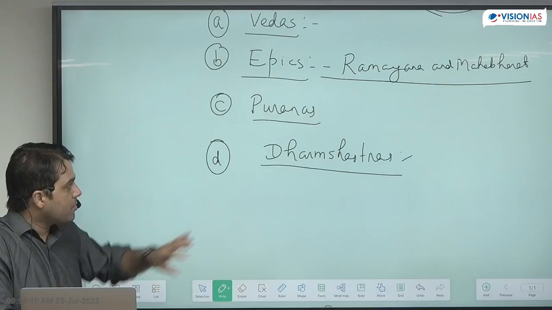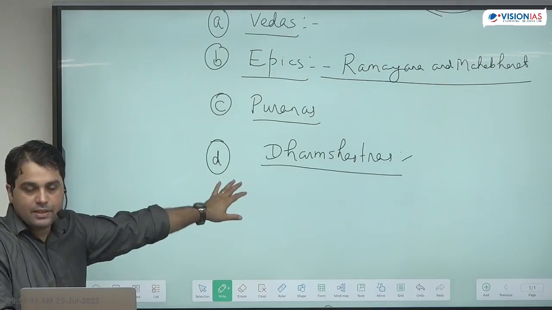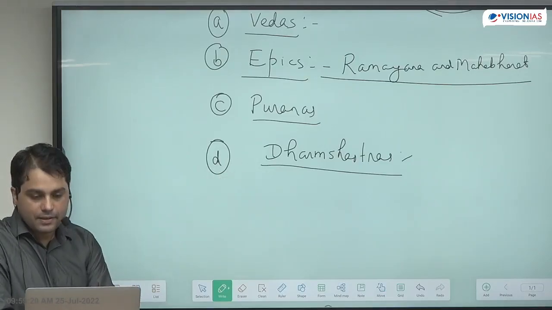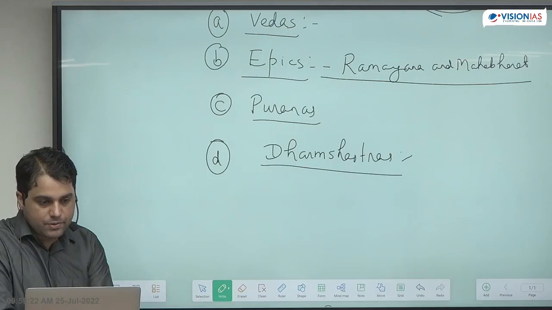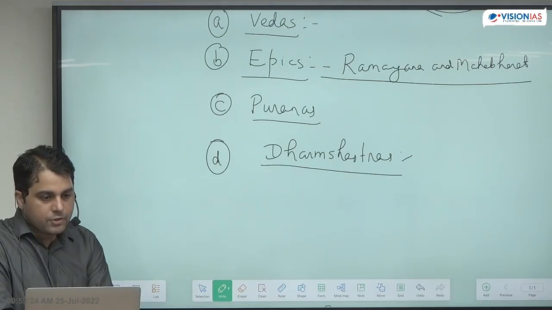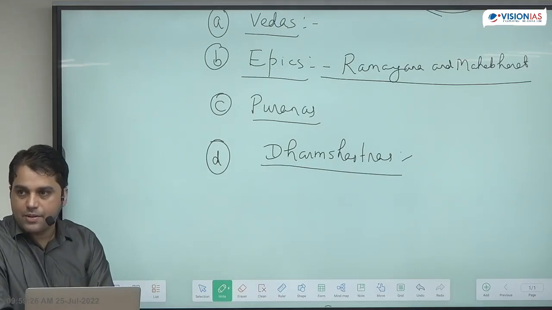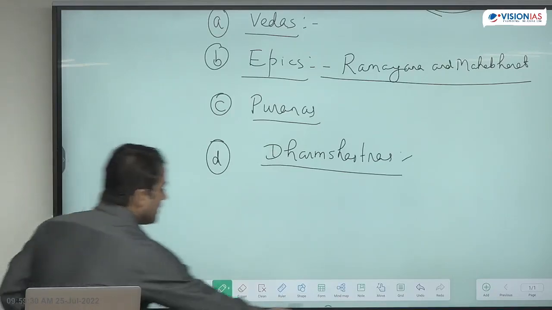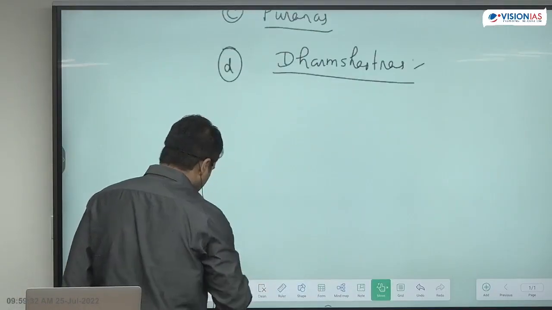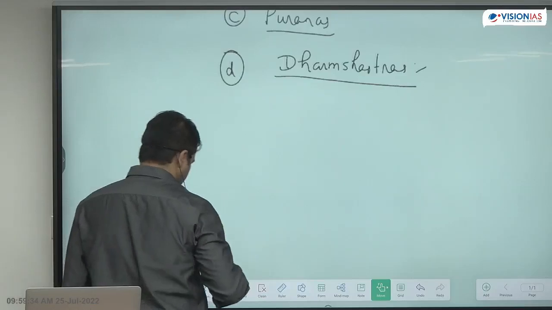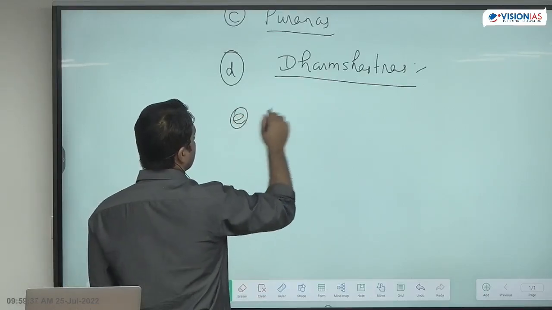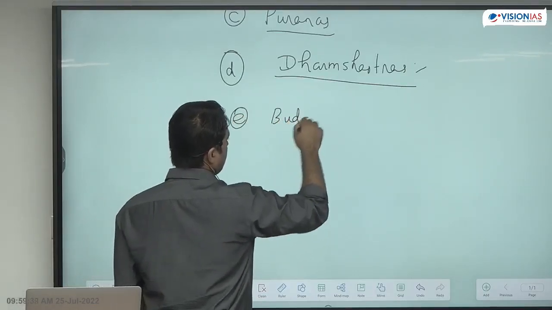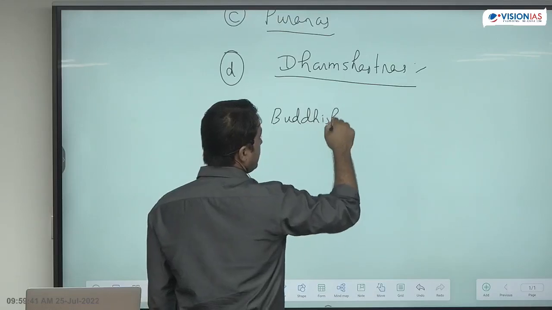So to know about social history, religious history, Dharma Shastras are again a very, very important work, a very important source of history. So you get the idea that how we can use different written works to reconstruct history. Another very important work here will be Buddhist and Jain literature.